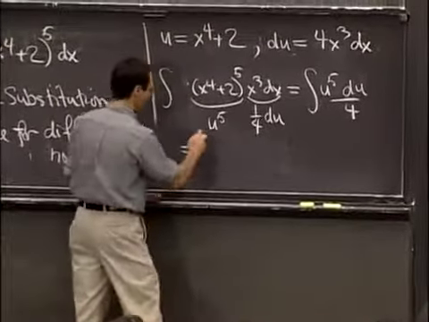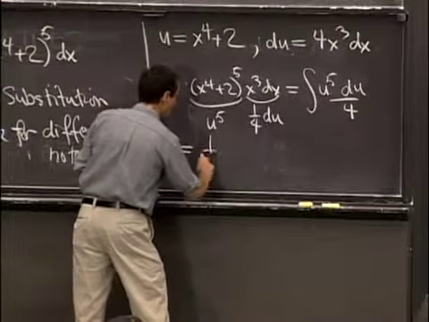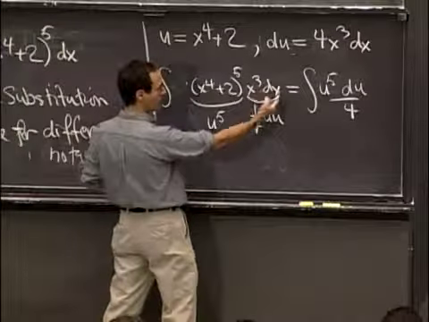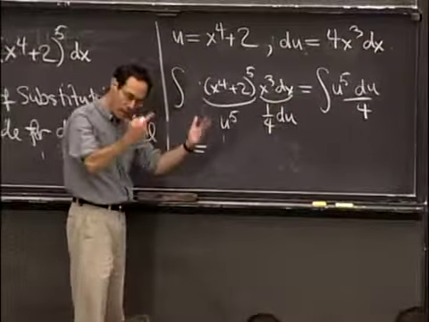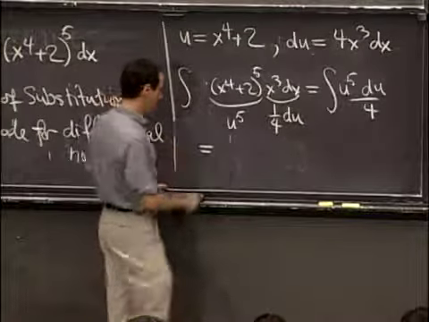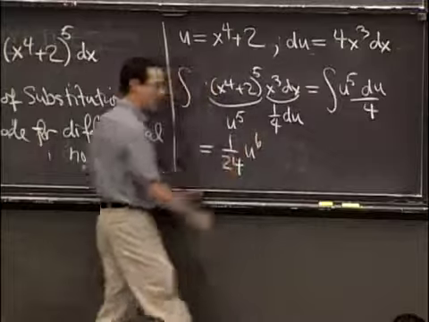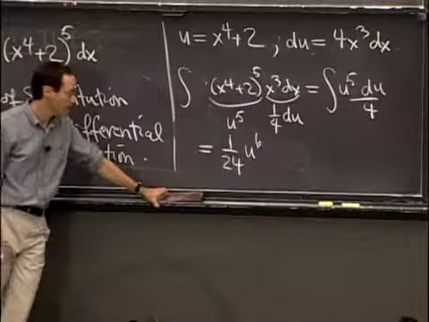So let's see. It's just a 20th u to the, whoops, not a 20th. The antiderivative of u to the fifth is u to the sixth with a 1/6. So it's 1 over 24 u to the sixth plus c.